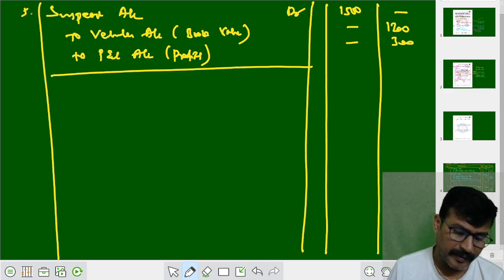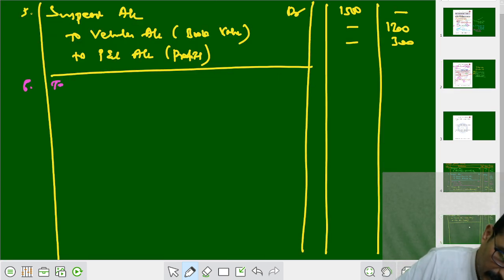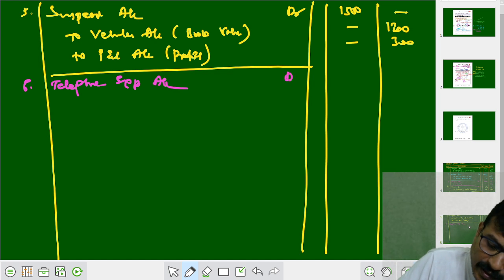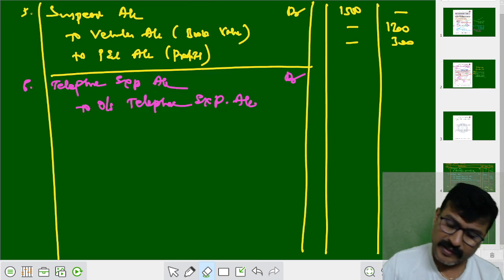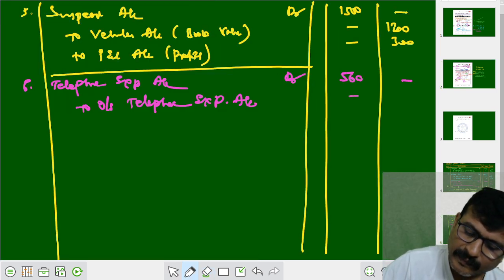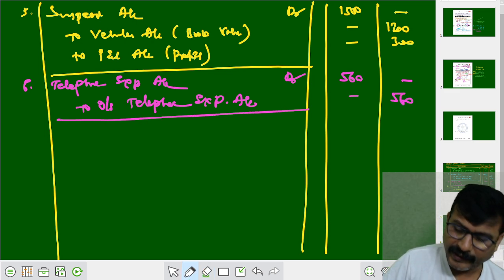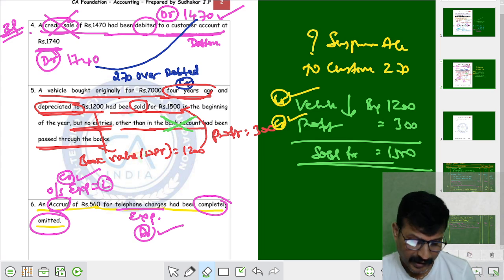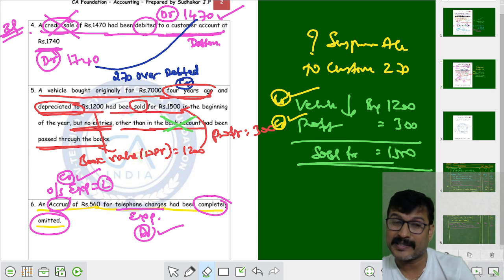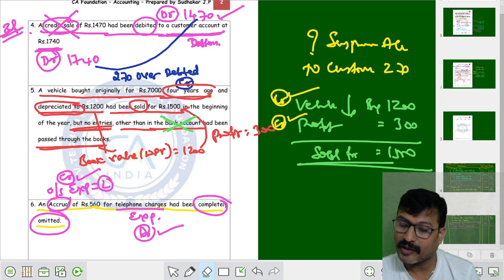Now this entry will be telephone expenses account debit to outstanding telephone expenses account. How much amount is it? It is an amount of rupees 560. Being accrual of telephone expenses is now recorded. Okay. See the next one.